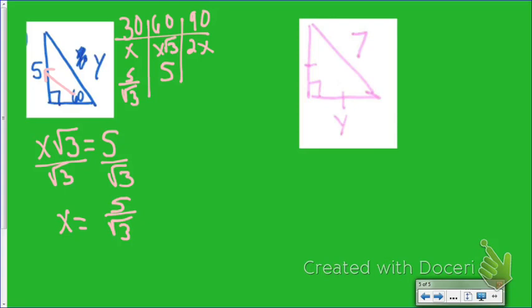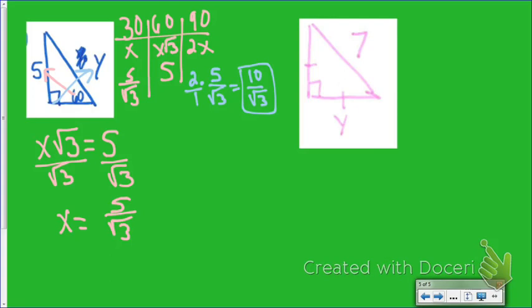And now that I know what x is, I can find my 90 side, which is what I'm looking for. Because what I was looking for this whole time was actually the y, which is across from 90. And that's going to be 2 times 5 over the square root of 3. And remember, that's 2 over 1. So what I'm really doing is 10 over the square root of 3. And that's my missing y side.